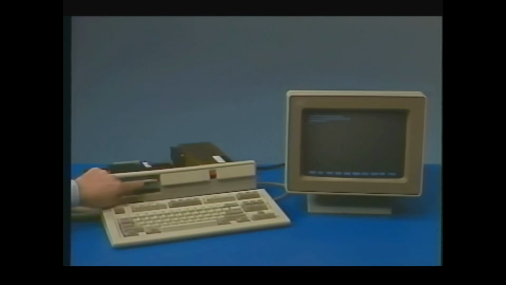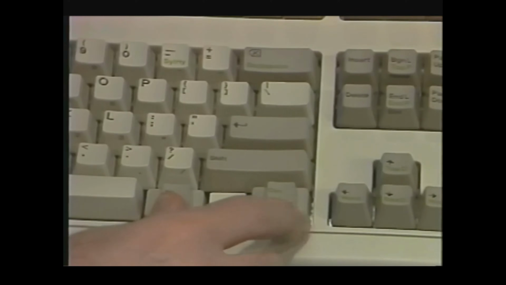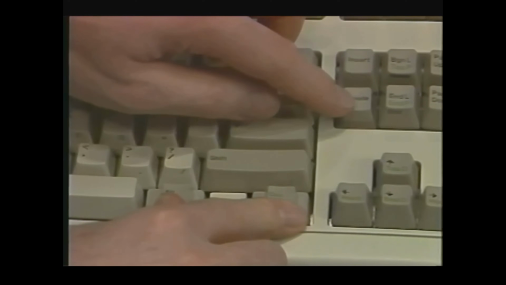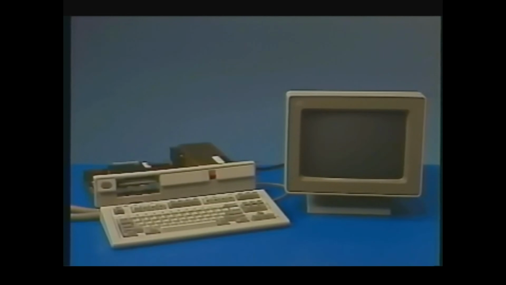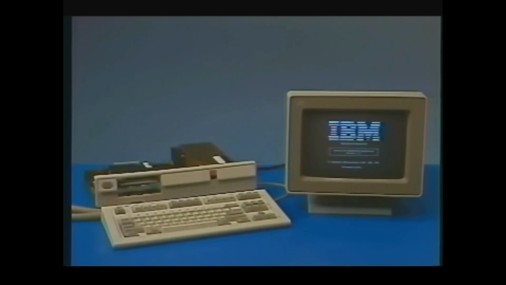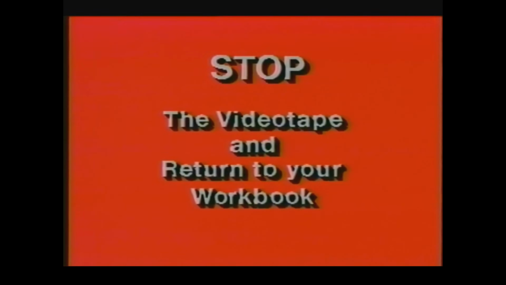To get out of BASIC, just load a program diskette and press the Control, Alternate, and Delete keys as shown. This causes the system to boot the program diskette. This completes our discussion of the Power On self-test. Now stop the videotape and return to your workbook.